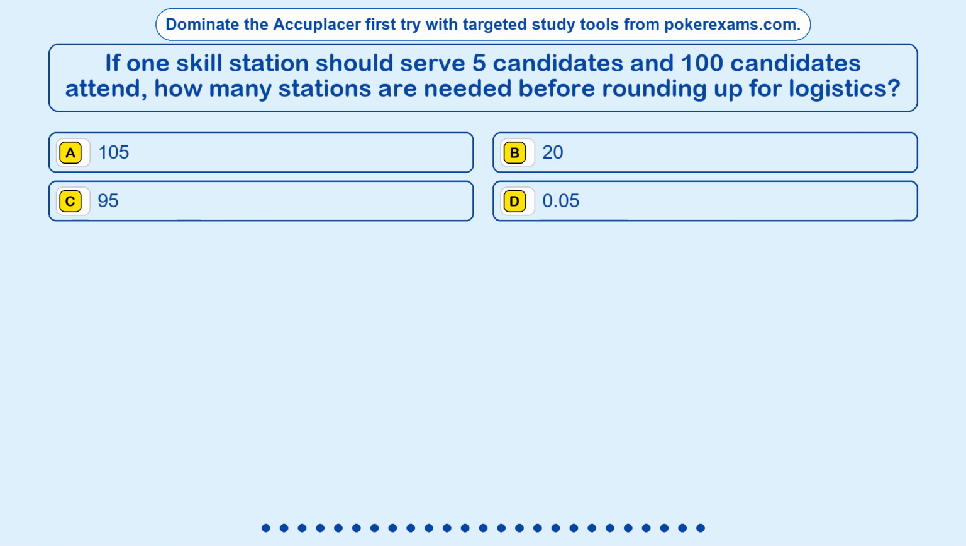Question 5. If one skill station should serve 5 candidates and 100 candidates attend, how many stations are needed before rounding up for logistics? Option A, 105. Option B, 20. Option C, 95. Option D, 0.05.